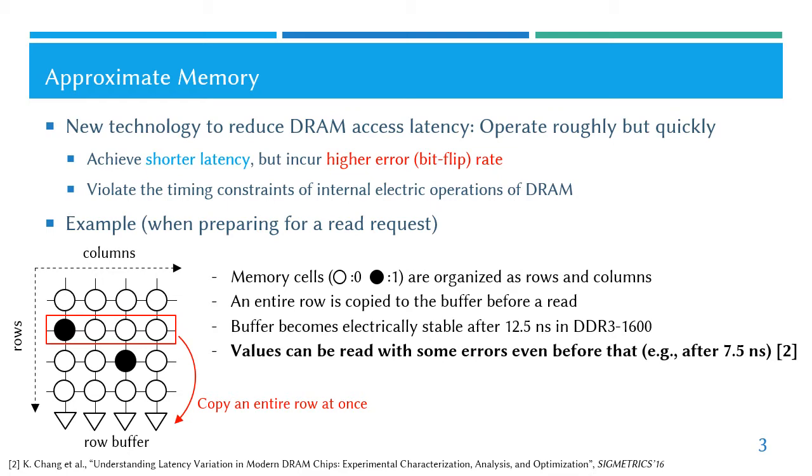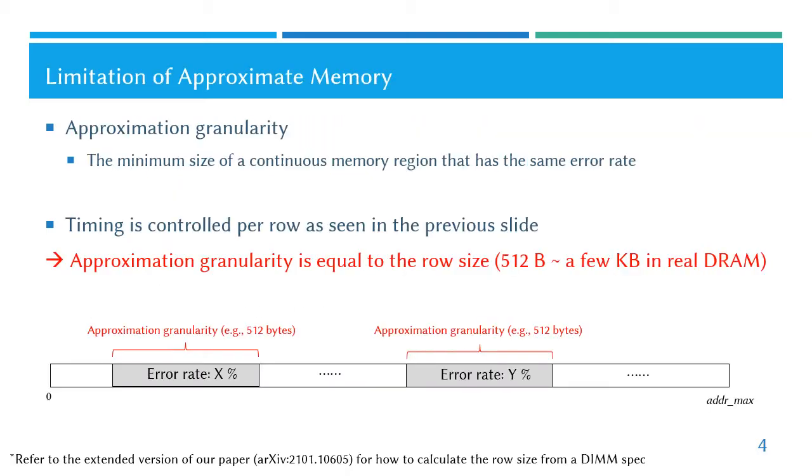after 7.5 nanoseconds. We refer to the minimum size of a continuous memory region that has the same error rate as approximation granularity. Because all the timing is controlled per row, as we saw in the previous slide, approximation granularity is equal to the size of a DRAM row, which is from 512 bytes to a few kilobytes in real DRAM chips. For example, in the left side of the figure, an entire 512 bytes is controlled by the same timing. Therefore, all the data inside that region has the same error rate on average.